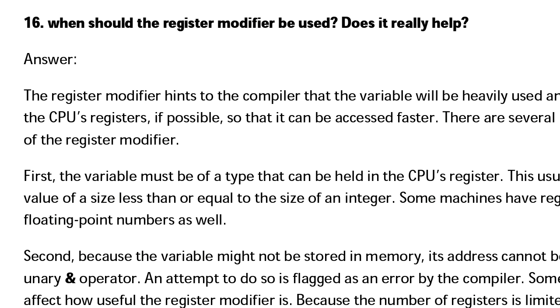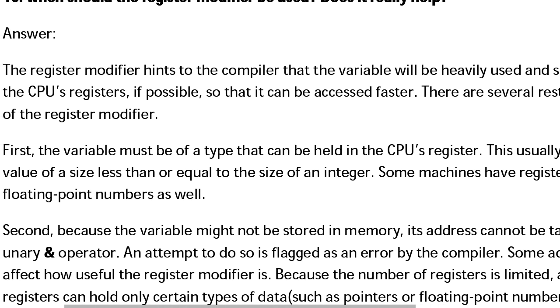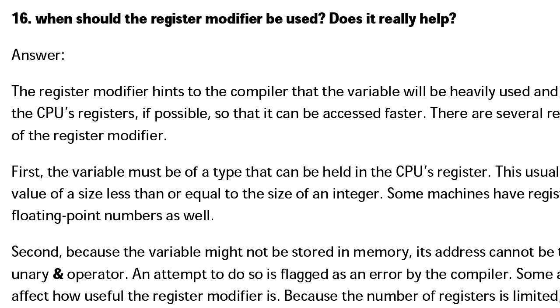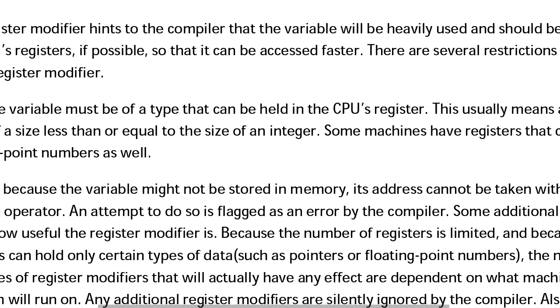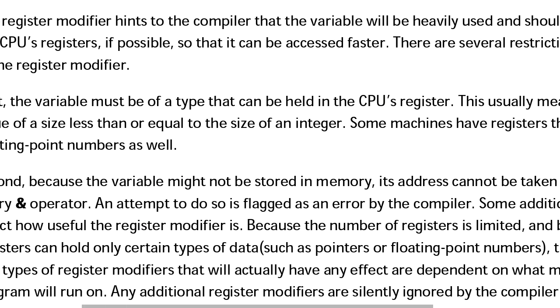Some additional rules affect how useful the register modifier is, because the number of registers is limited and because some registers can hold only certain types of data, such as pointers or floating point numbers. The numbers and types of register modifiers that will actually have any effect are dependent on what machine the program will run on. Any additional register modifiers are silently ignored by the compiler.